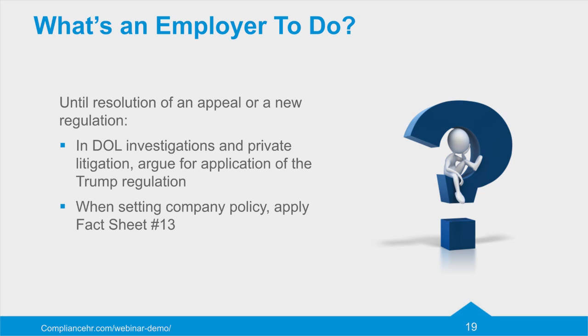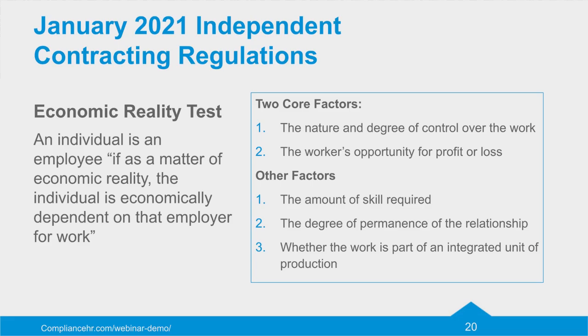It's what the DOL put up after they withdrew the Trump regulation. So if you're being investigated, or if you're already in litigation, your best argument is to argue that Trump regulation and those two opinion letters. But if you haven't yet been sued or been visited by DOL, then probably the better part of valor is just to go ahead and make your decisions based on Fact Sheet 13.